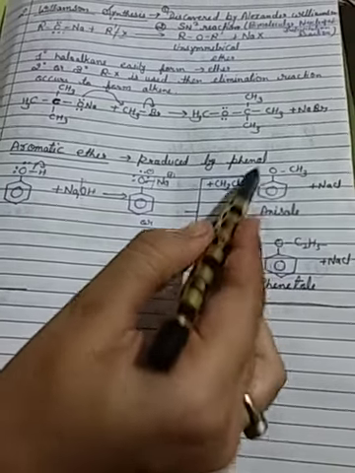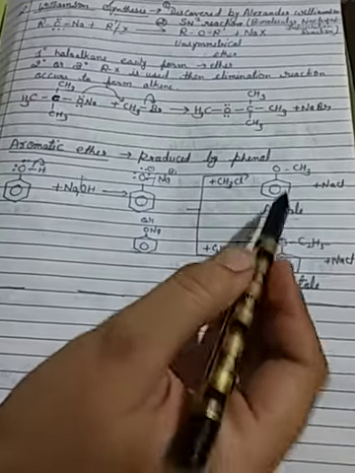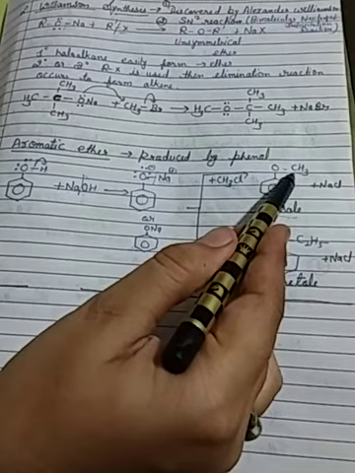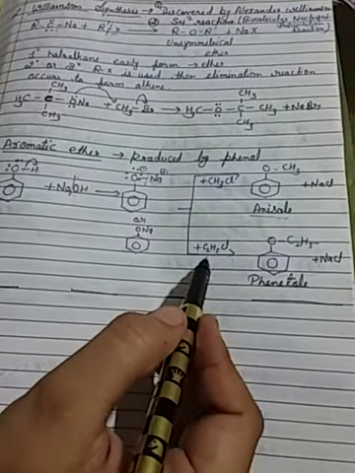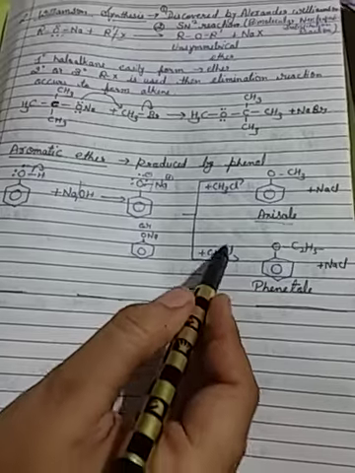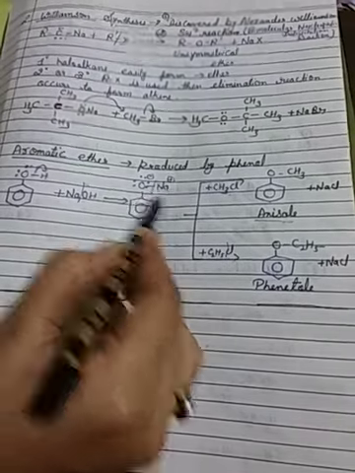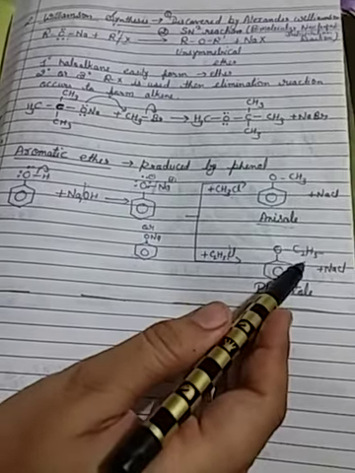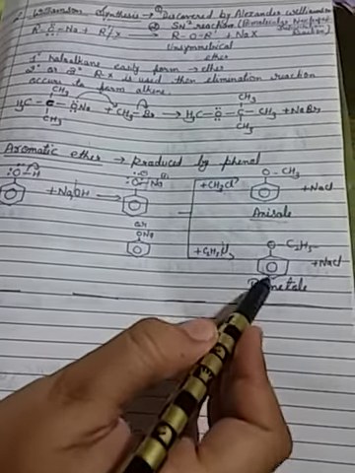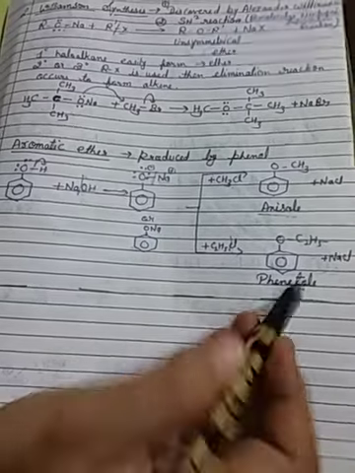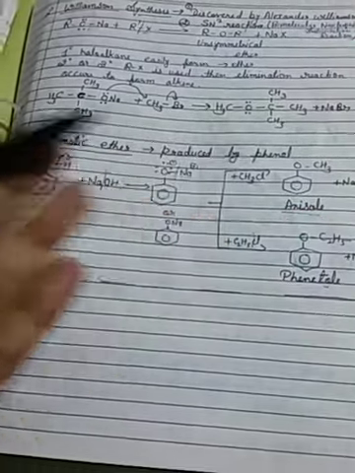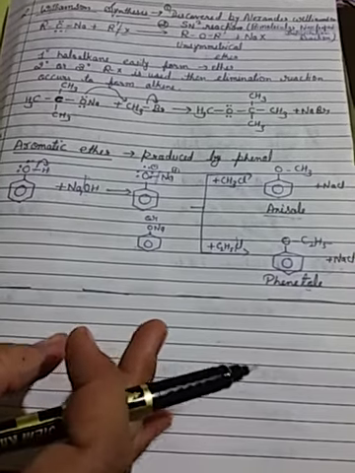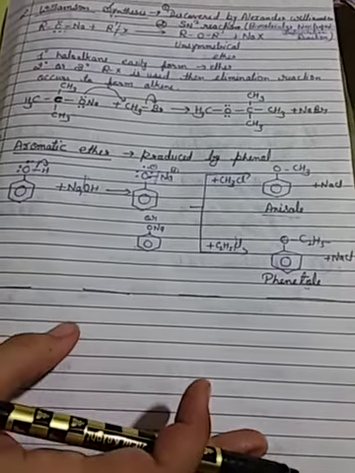Its common name is anisole, and otherwise you say phenoxymethane. Then C2H5Cl reacts: Cl leaves as NaCl, and C2H5 attaches with oxygen, giving OC2H5. Its common name is phenetole. So the two preparation methods are completed: first is dehydration of alcohol, and second is Williamson synthesis.